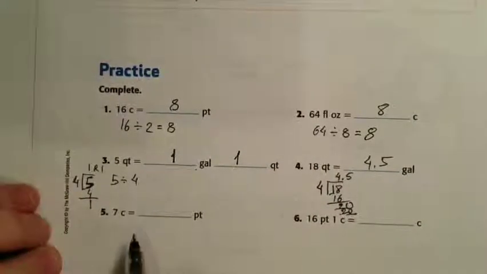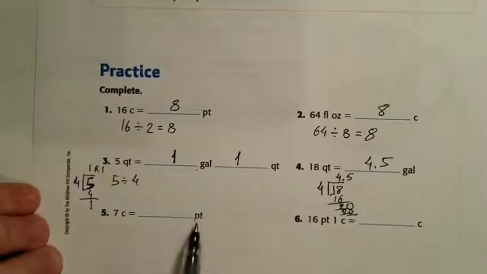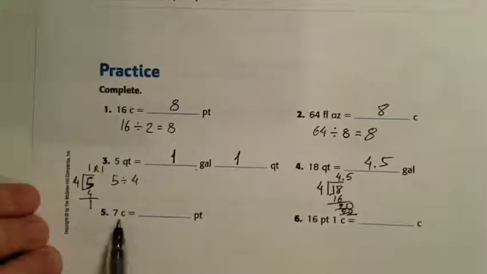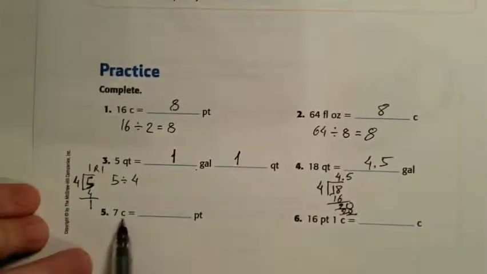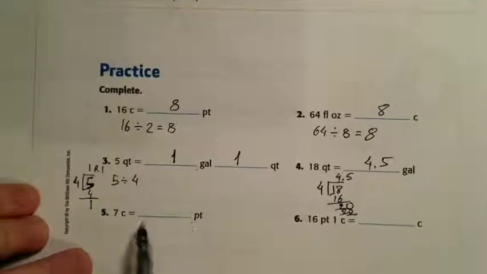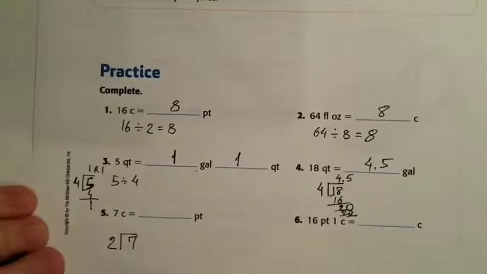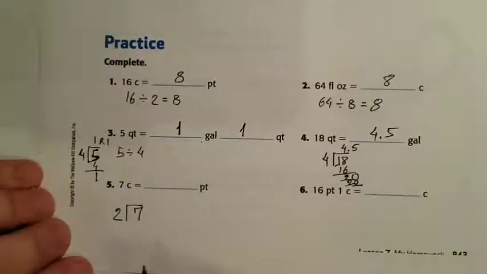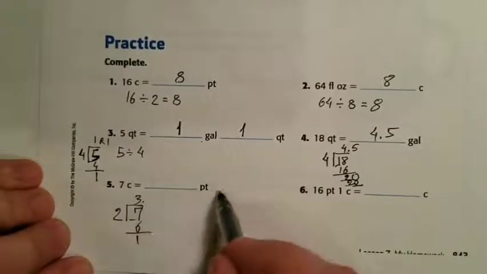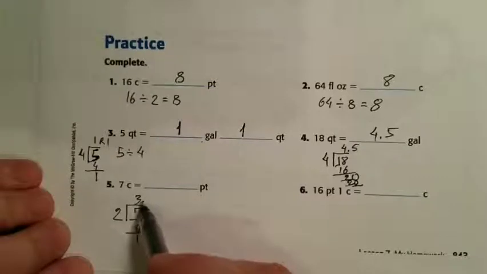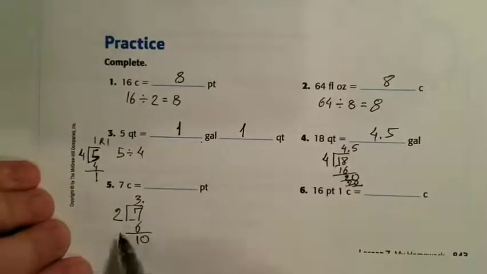Okay, all right, on to number 5. 7 cups to pints. Well, each pint is 2 cups, so we have to do 7 divided by 2 in this case. 2 goes into 7 3 times, right? 3 times 2 is 6. When we subtract, we get a 1. Well, there's no space here, so we have to keep going until there's no remainder. So we put a little decimal point here and bring a 0 down.